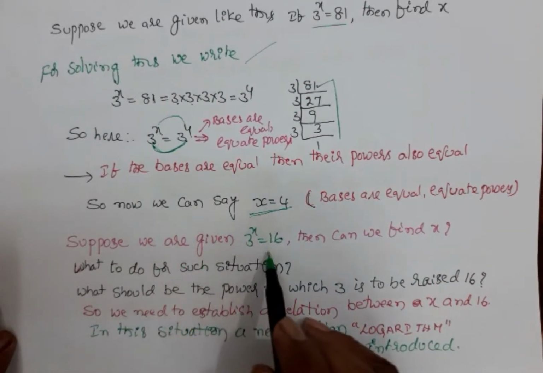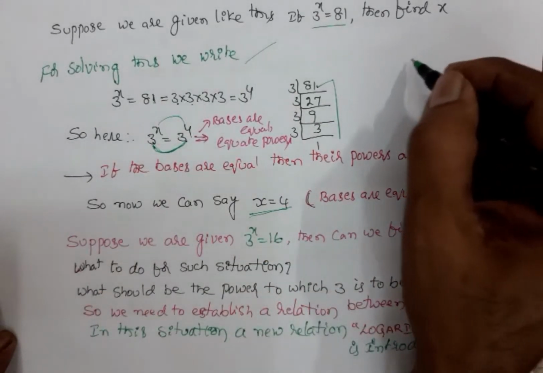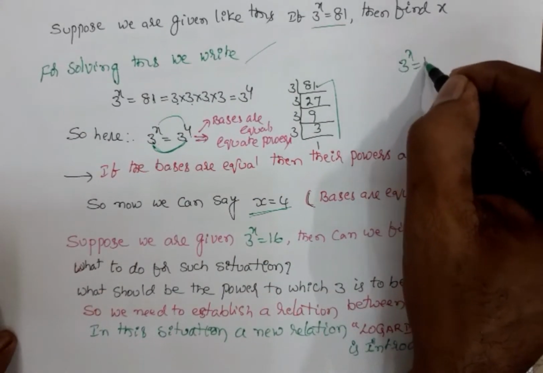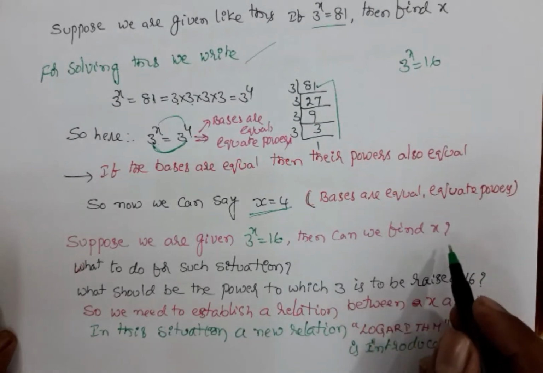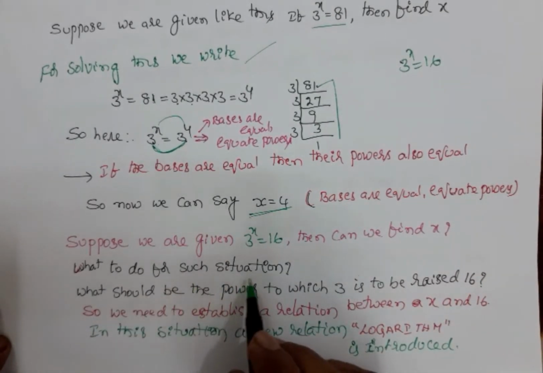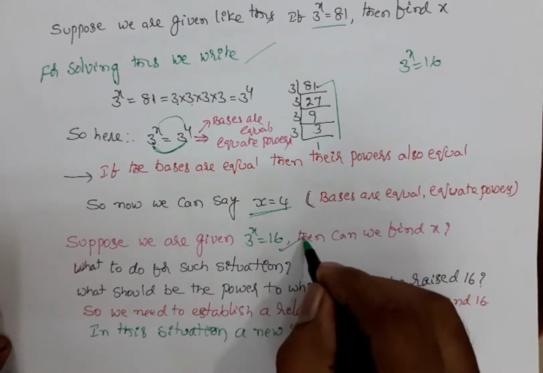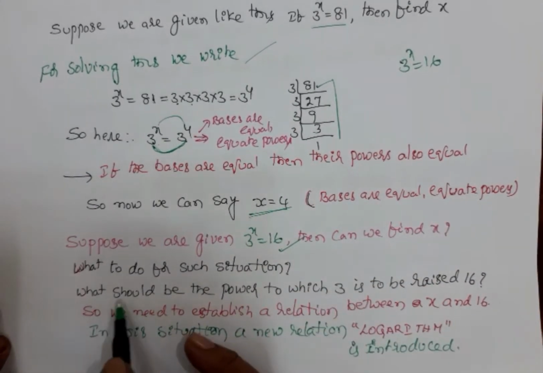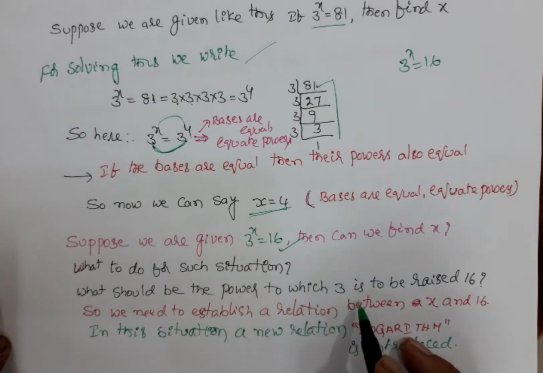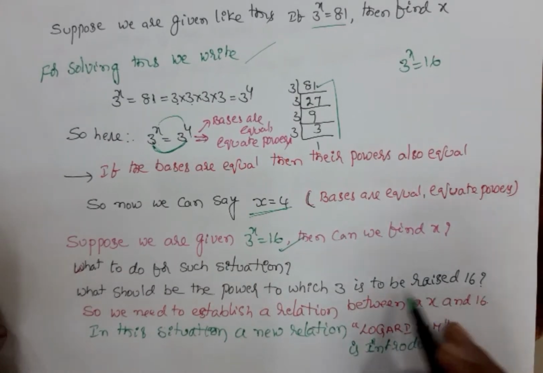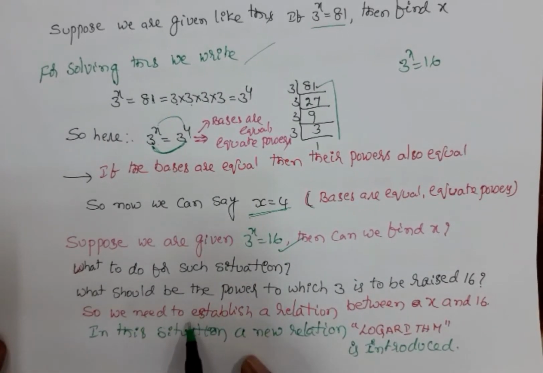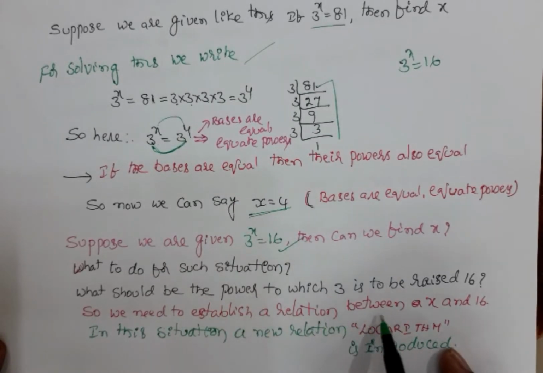Suppose we are given 3 to the power of x equals 16, then we need to find x. How do you solve such a situation? What is the situation? What should be the power to which 3 is to be raised to get 16? So we need to establish a relation between x and 16.